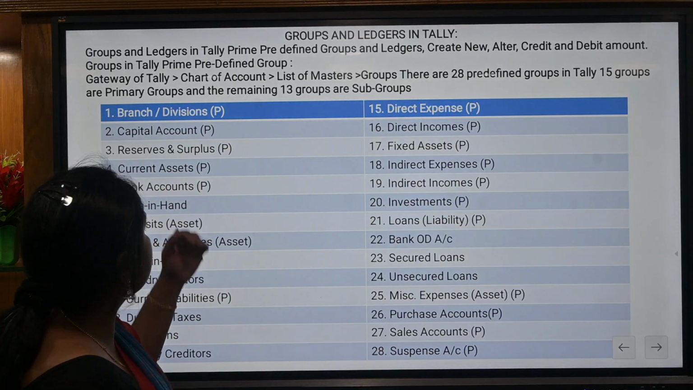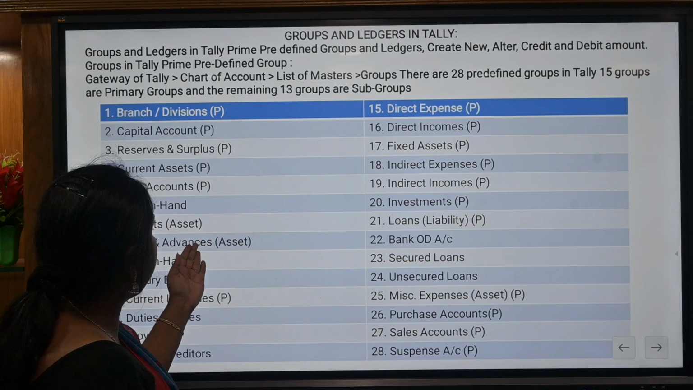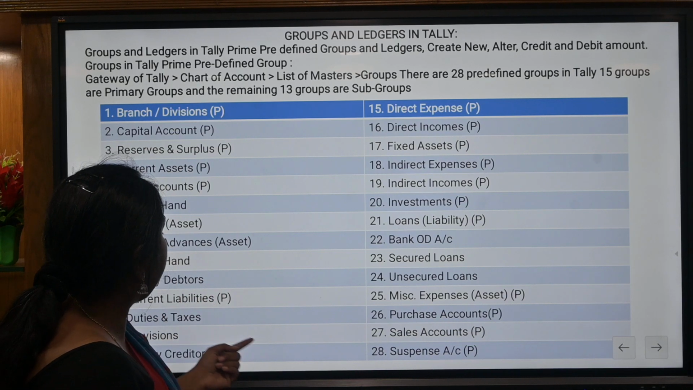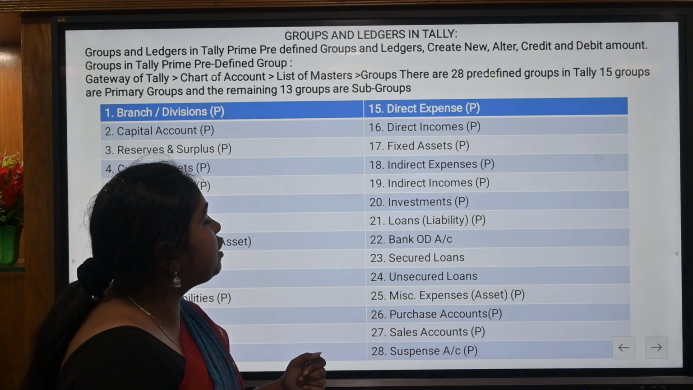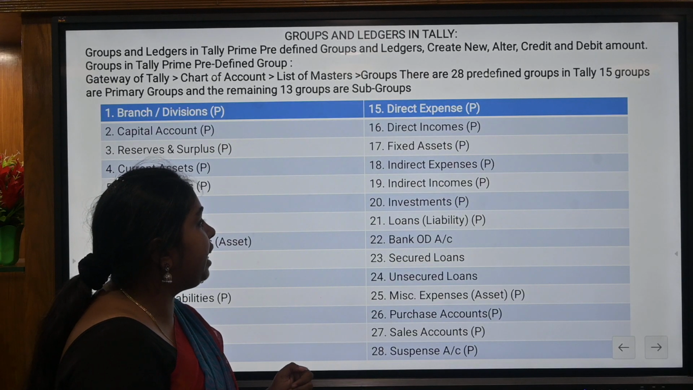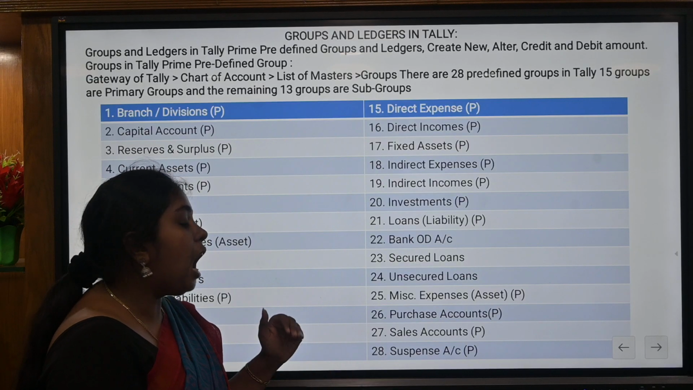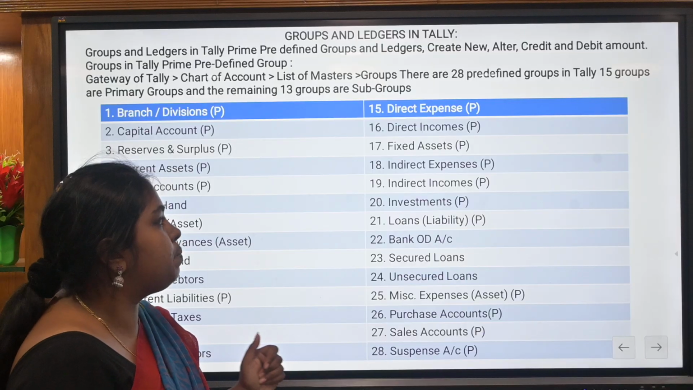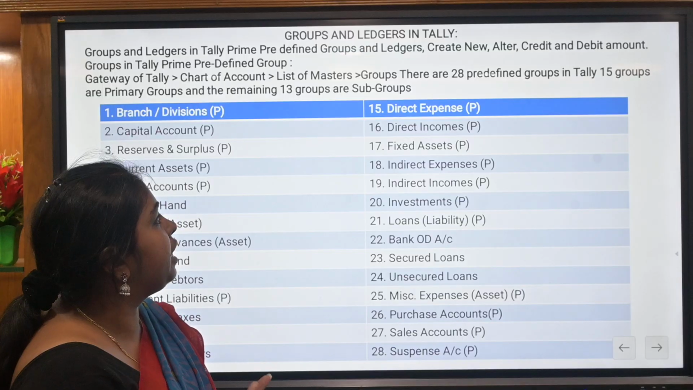Capital account, reserves and surplus, current asset, bank account, cash in hand, deposit, loan and advance, stock in hand, sundry debtors, current liabilities, duties and taxes, provisions, sundry creditors, direct expense, direct income, fixed asset, indirect expense, indirect income, investment, loan, bank OD, secured loans, unsecured loans, miscellaneous expense, purchase account, sales account, suspense account. These are the predefined groups in Tally.